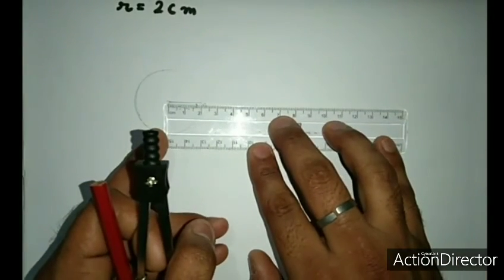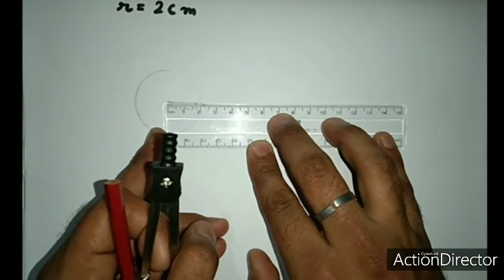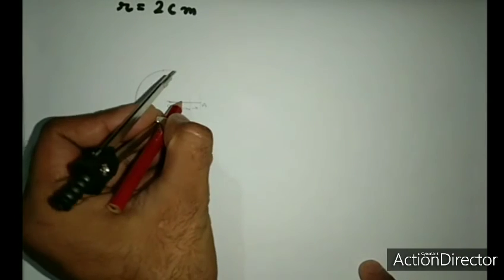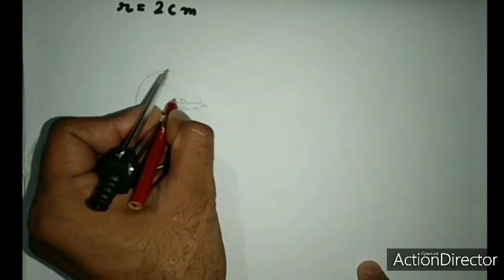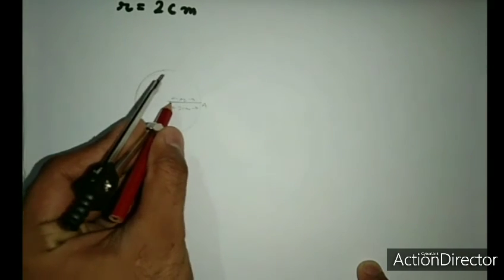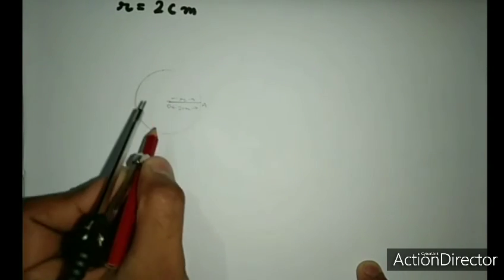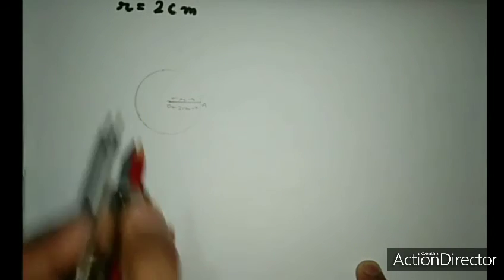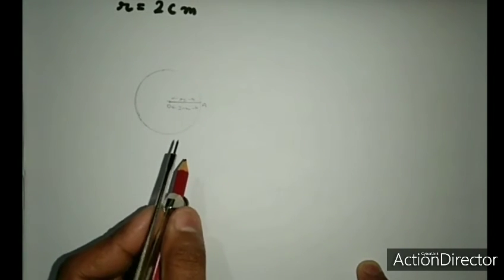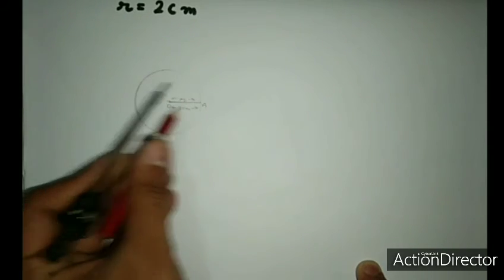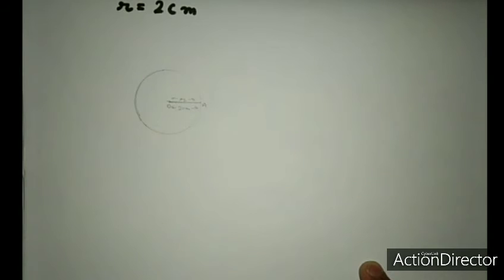Here we measure the length of this line segment, and it is equal to 2 centimeter. So here we write R equal to 2 centimeter, and if you find the diameter of the circle, you all know that diameter is 2 multiplied by the radius, right? So 2 twos are 4. So here we say that diameter equals 4 centimeter.